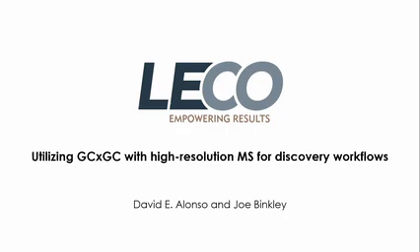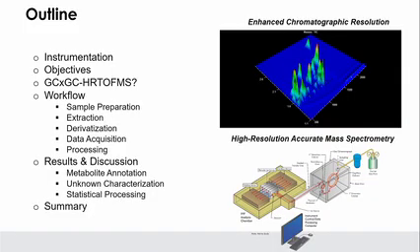All right, so the talk today is utilizing GCxGC with high-resolution MS for discovery workflows. Just an outline of the presentation: we'll talk about instrumentation and the objectives of this proof of concept exercise. I already sort of answered the question, why GCxGC? I think they've talked about that. But it's the combination of enhanced chromatographic resolution with high-resolution time-of-flight mass spec, that combination, that makes this exercise very, very powerful. We'll go over the workflow because it is metabolomics and it is important, and we do use GC, so there is some derivatization. And then we'll jump into the results and the discussion: metabolite annotation, unknown characterization, and statistical processing, and then end with a short summary.